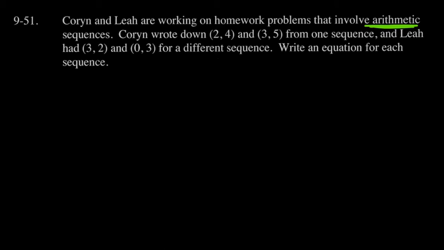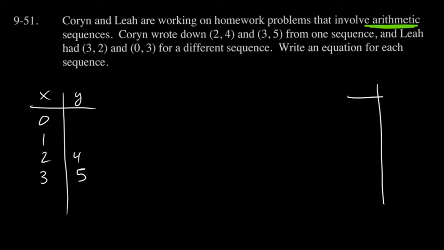So I'll start with Corin. She had the points. I'll go 0, 1, 2. Her second term was 4, and her third term was 5. And then for Leah, I've got the 0, 1, 2, 3. I've got the third term is 2, and the 0th term is 3.